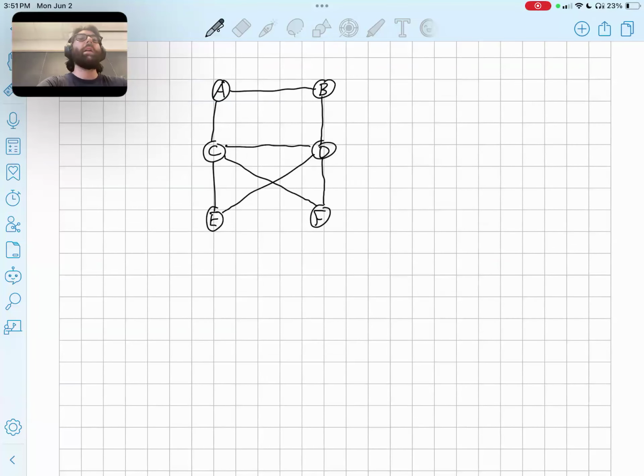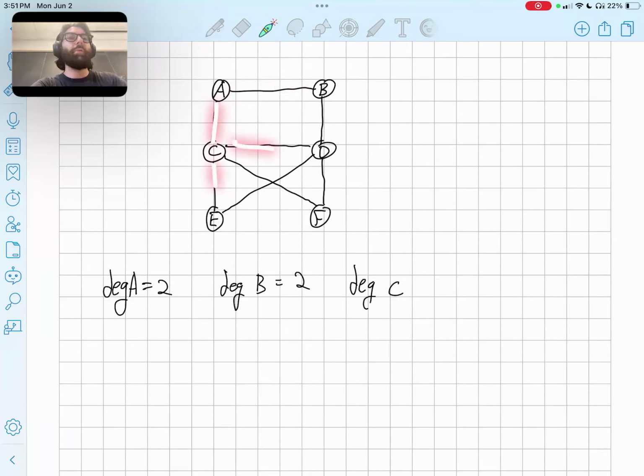Now here, again, I'll let you check that this graph is connected. And now we go and look at all the degrees. So the degree of A is going to be 2. Degree of B is also 2. The degree of C, this is going to be 1, 2, 3, 4. So degree of C is 4. So far, we're still good because all of our vertices have been even. Degree of D is 1, 2, 3, 4. And degree of E and F are going to be the same. They're both going to be 2.